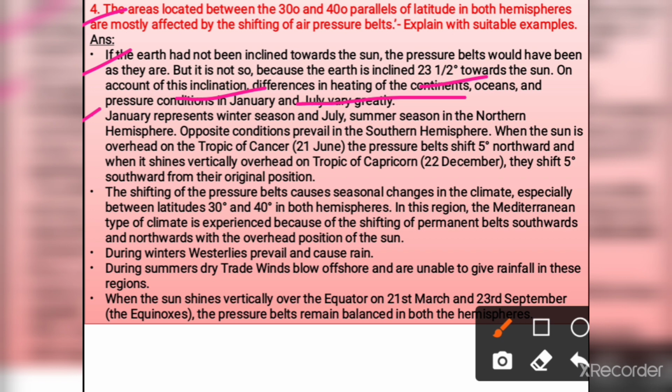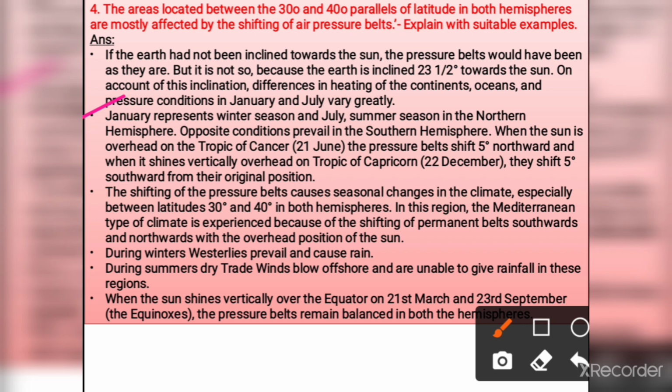When the sun is overhead on the Tropic of Cancer, that is on 21st June, summer solstice, the pressure belts shift 5 degrees northward, and when it shines vertically overhead on the Tropic of Capricorn, which is winter solstice, 22nd December, they shift 5 degrees southward from their original position. So what do we understand from this? In the northern hemisphere, we feel the winter season during January, while during July we feel the summer season. Totally opposite conditions prevail in the southern hemisphere.